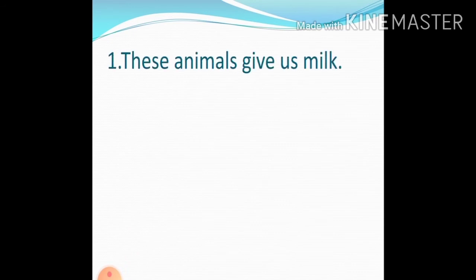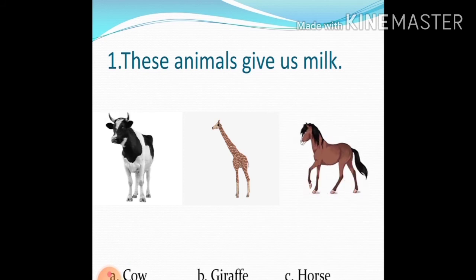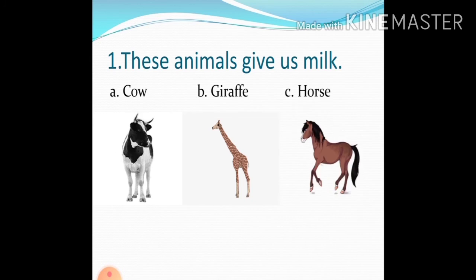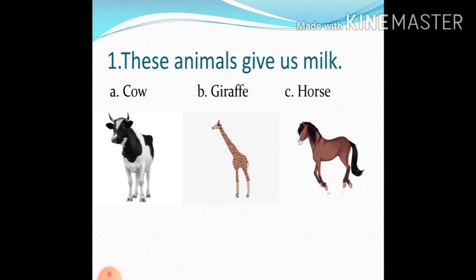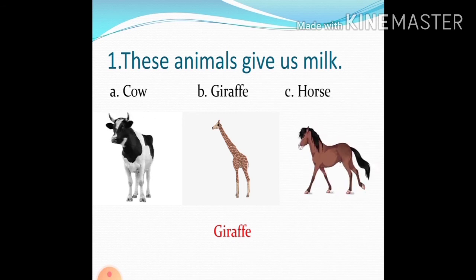These animals give us milk. So our 3 options are cow, giraffe and horse. Out of these 3 animals, 2 give us milk and one is the odd one out. So do you know which animal does not give us milk? It's giraffe, because cow and horse both give us milk and giraffe doesn't. Okay, so let's move to the next one.